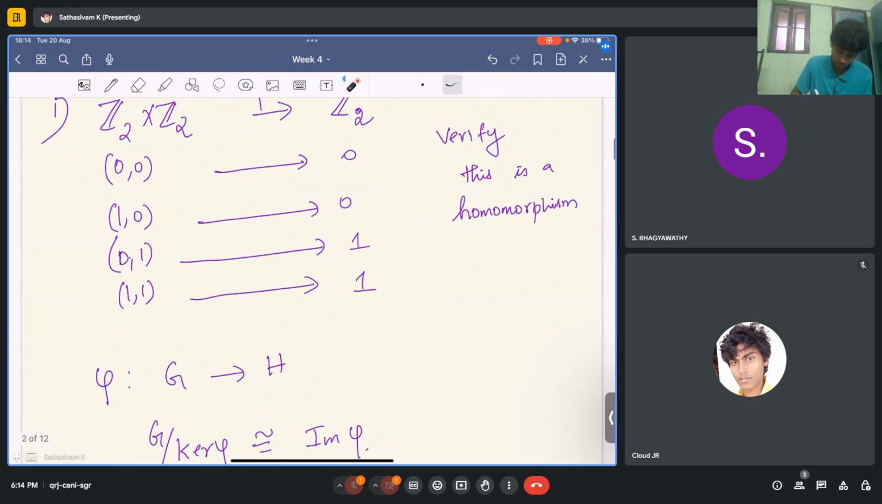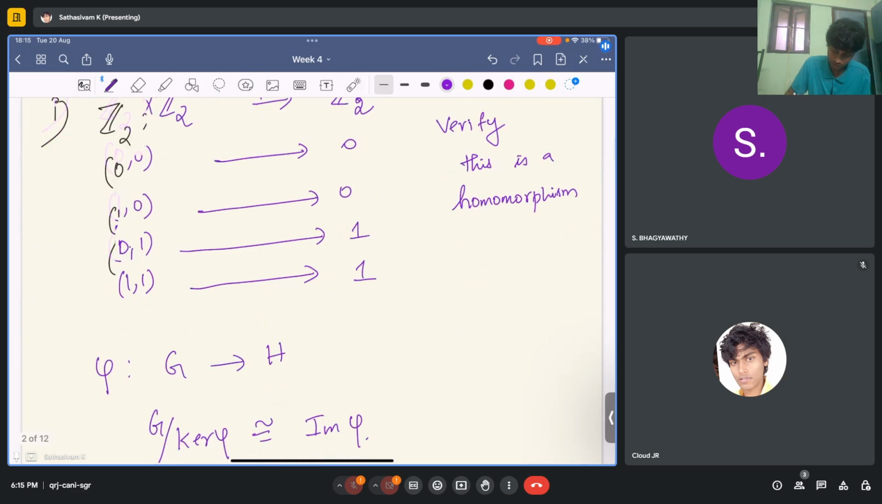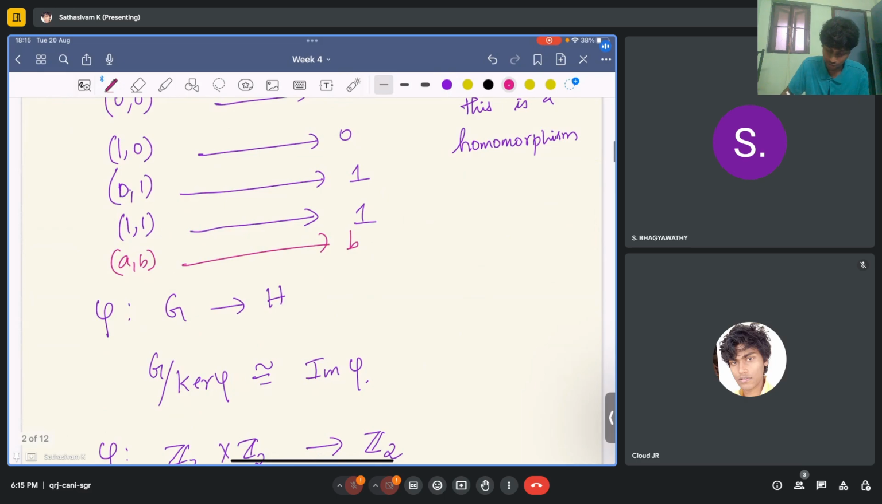If you do it element-wise, then you have to do it for every element, but you can do it directly. So basically what is the map here? You take (a, b) and you're mapping it to b. That is exactly what you're doing here. So let's verify it is a homomorphism. Let's take two elements, phi of (a, b) plus (c, d). Let's add it and then take phi, and then we do the other way around also. This is phi of (a plus c, b plus d).